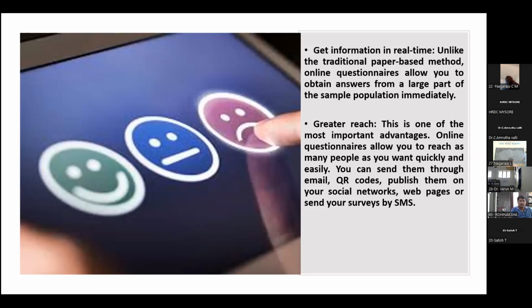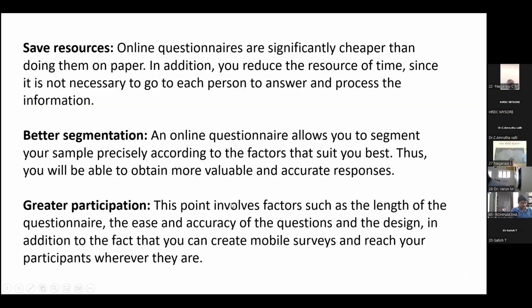So another important advantage that you are going to see over here is the greater reach. This is one of the most important advantages. Online questionnaires allow a researcher to reach as many people as you want quickly and easily, so that you can send them through email or QR codes, or publish them on social networks, or even if you have an institutional web page, you will be able to give the link of the questionnaire there. And specifically you can send the link by SMS to as many people as you want.